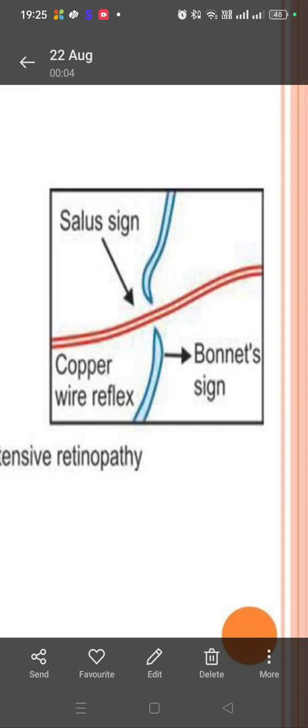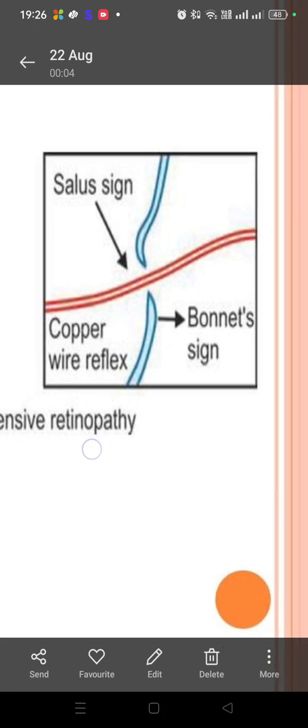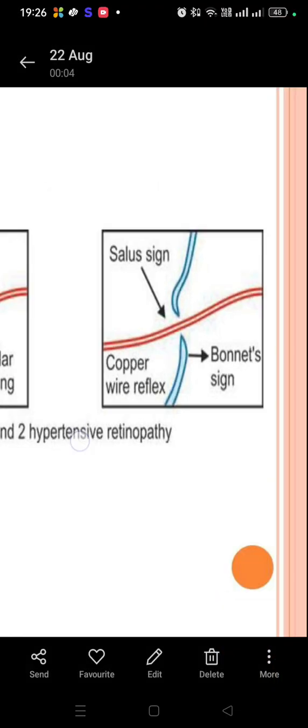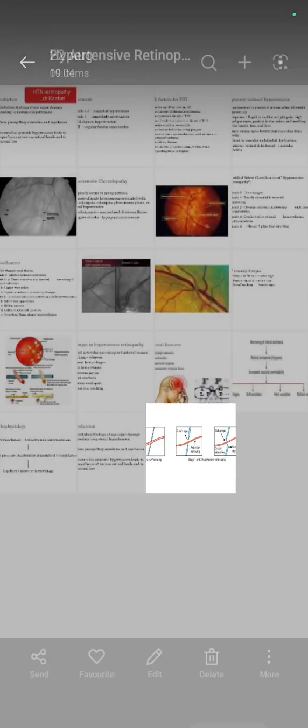Now what is a Bonnet sign? Bonnet sign is when the other end of the vein, distal to the arteriovenous crossing, will become what? That end will become dilated and the blood will become stagnated there. It is called banking. Okay, it is also called a Bonnet sign. That was about the signs.